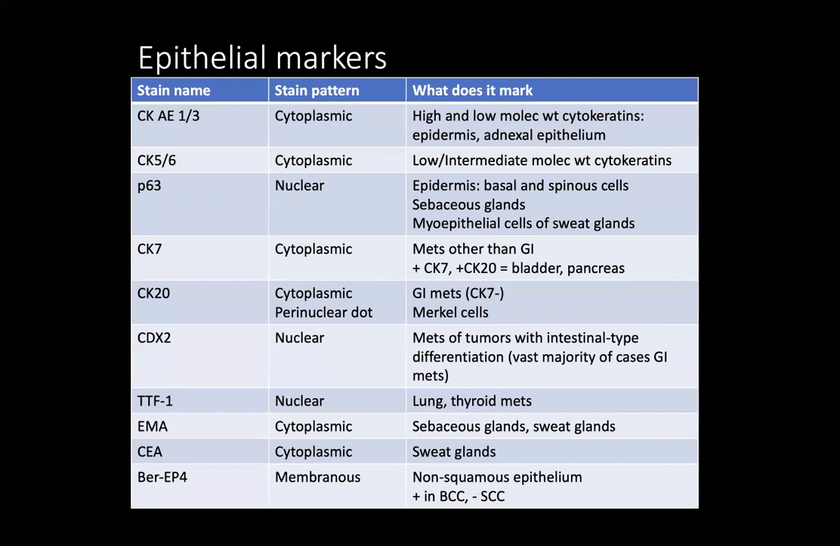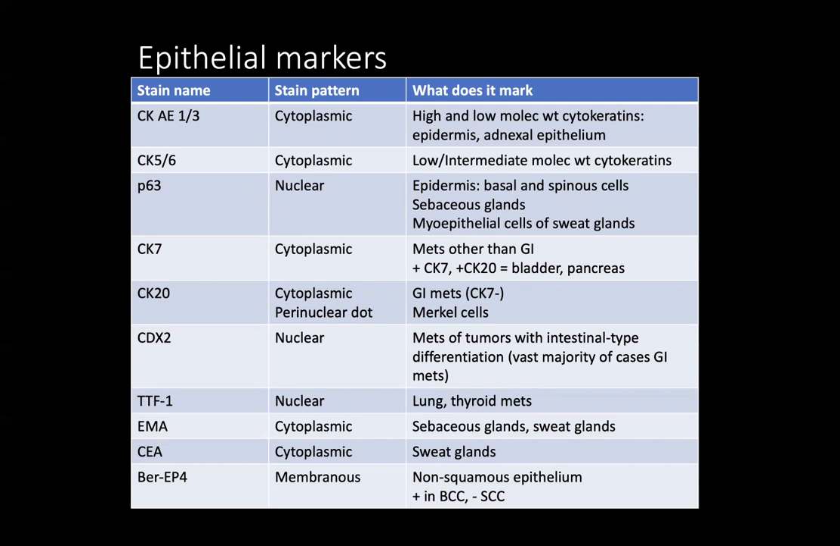We will go over epithelial markers and melanocytic markers and fibroblastic or mesenchymal markers, and then we'll be done with this lecture. So epithelial markers typically include a mix of keratins as well as other proteins related to expression in keratinocytes. So we'll just go through this row by row.